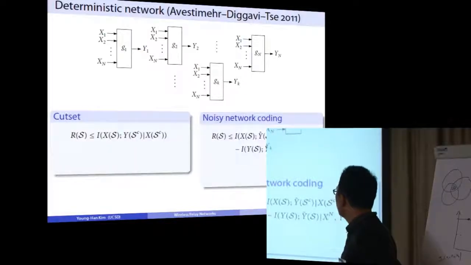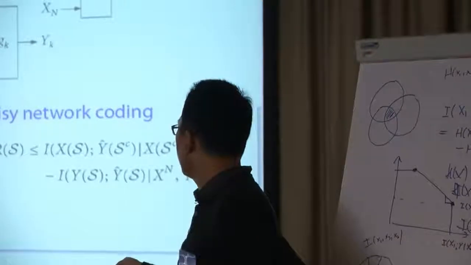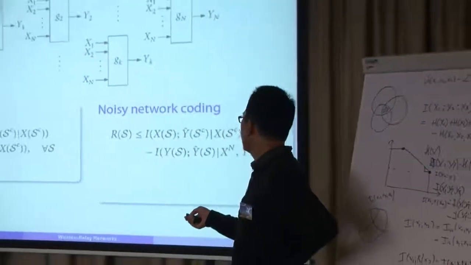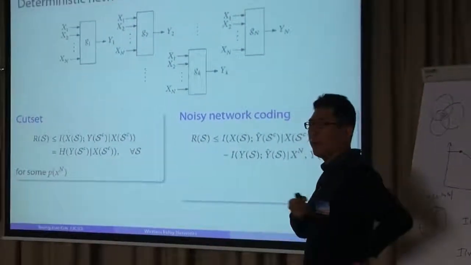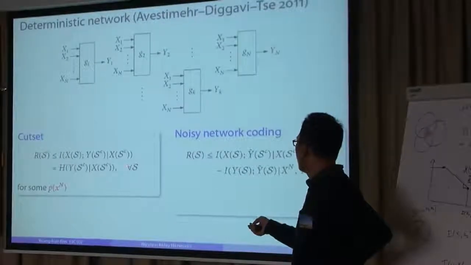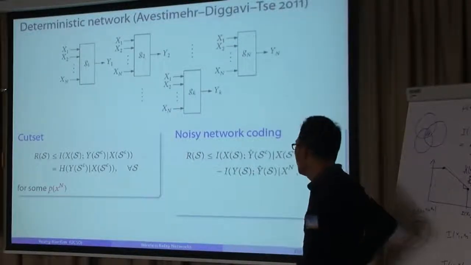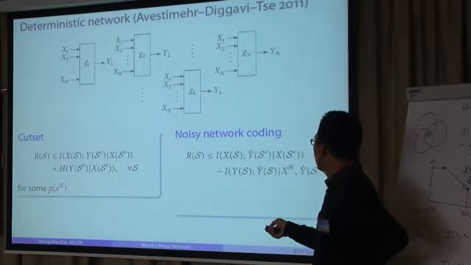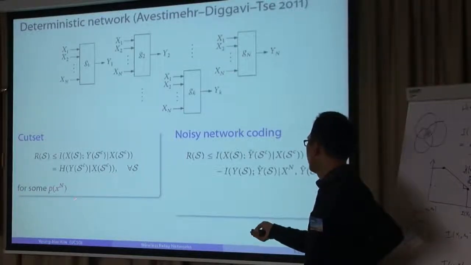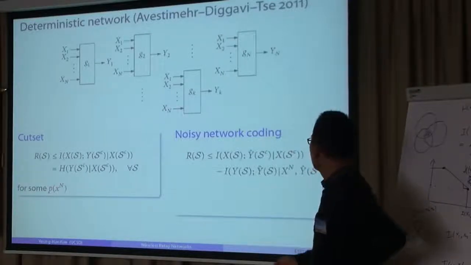So for this case, the cut-set bound simplifies, which is given by the conditional entropy of Y_{S complement} given X_{S complement}, because given X_S and X_{S complement}, we have inputs throughout the network. So the second mutual information term becomes 0. So the cut-set bound becomes this simple conditional entropy term over all cuts, over all joint distributions.